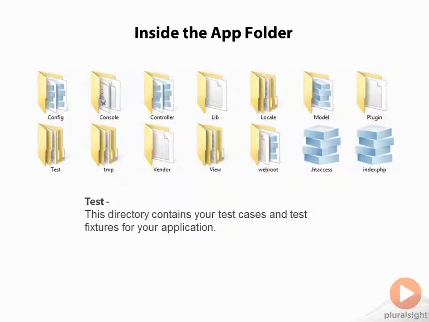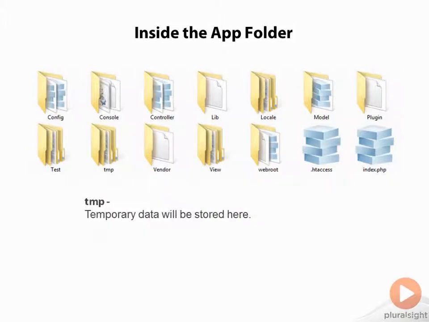The test folder is a directory that contains test cases and test fixtures for our application. The temp folder holds temporary data, such as caching. The vendor folder will hold third-party libraries and classes that we want to include with our application.